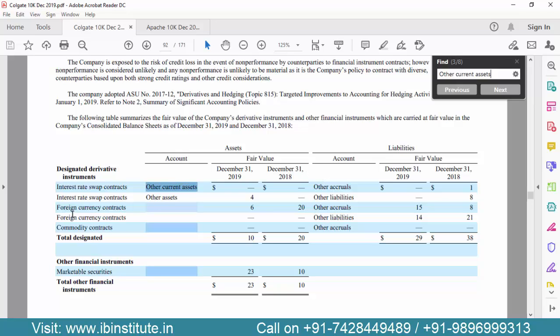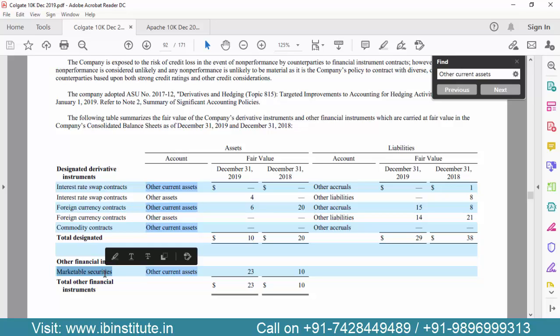Look at this. Interest rate swap contracts included in other current assets. Foreign currency contracts, other current assets. Commodity contracts, other current assets. Marketable security is also included in other current asset. Now, marketable security is an item which we generally keep outside other current asset, and that item is separately forecasted.